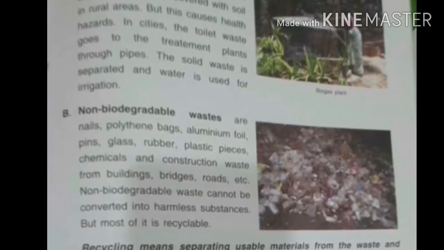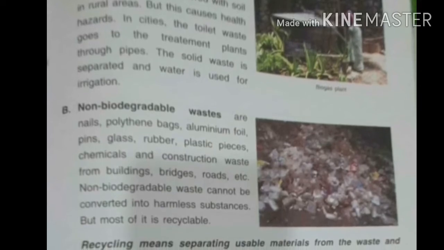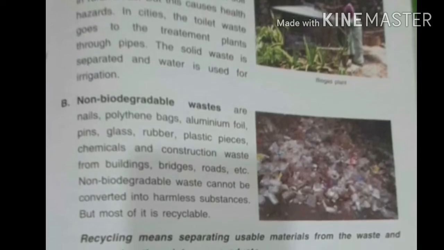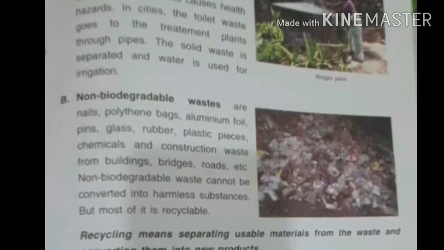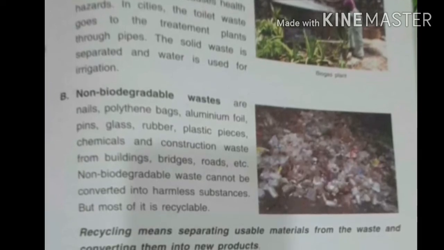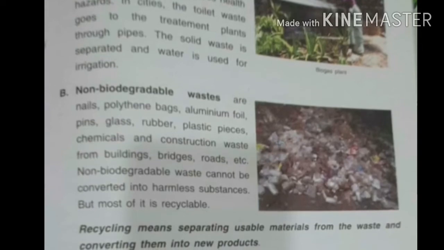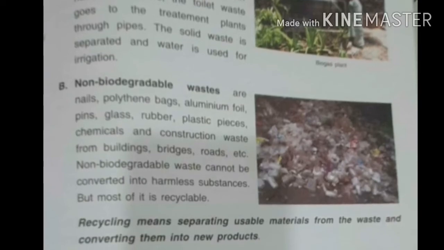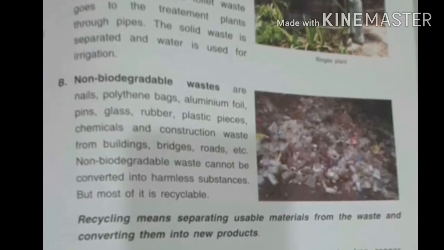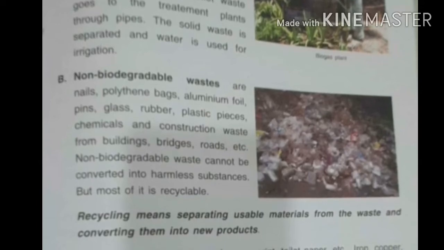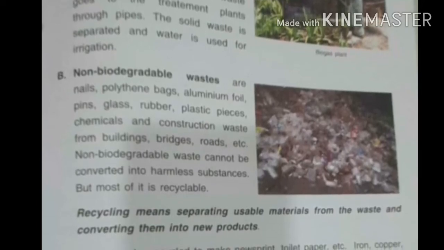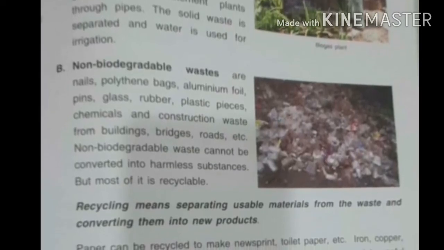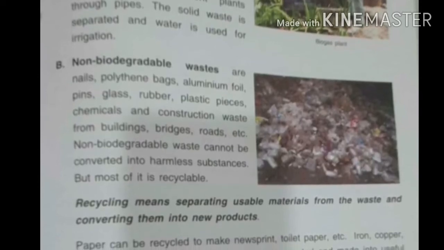Now let us learn what non-biodegradable waste is. This waste cannot be converted into harmless substances, but it can be recycled. Like your plastic bottles or tins can be recycled and given another shape. Now, what are the items involved in non-biodegradable waste? They are polythene bags, aluminium foil, pins, glass, rubber, plastic pieces, chemicals, construction waste from buildings, nails, etc.